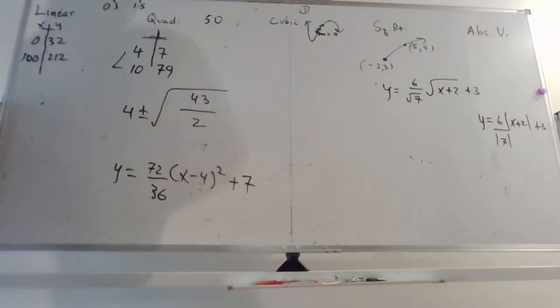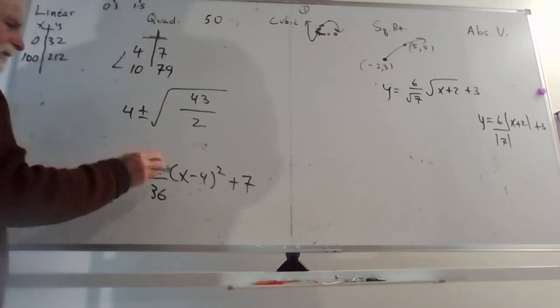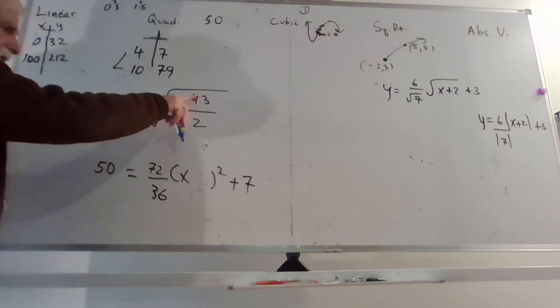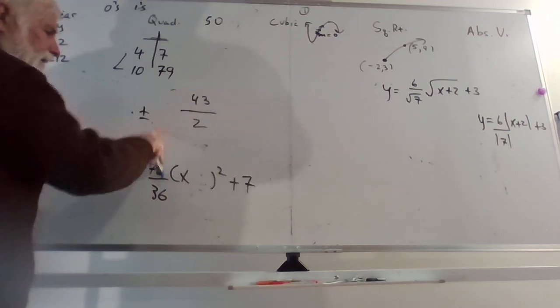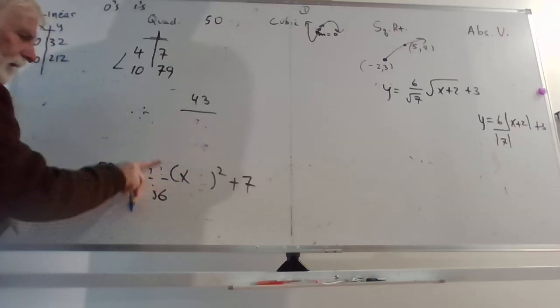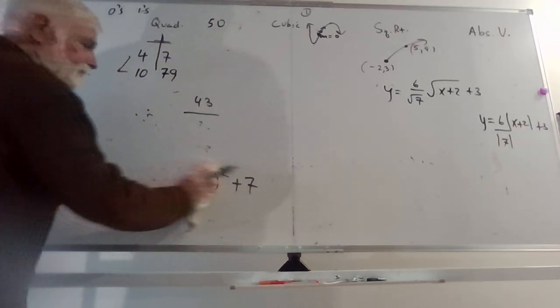All right. So let's drop that in and see if we get 50 out, because that's your y value. So what happens to the 4s? The 4s cancel. What happens to squaring this? You get what's inside. What happens to the 2s? They cancel. And what's 43 plus 7? 50. Okay, so it's useful.